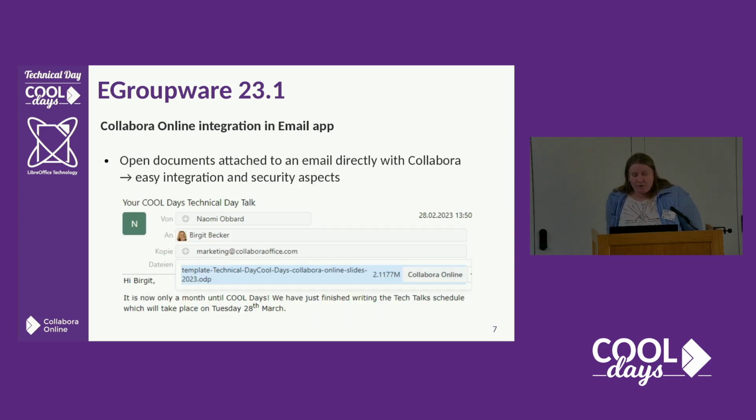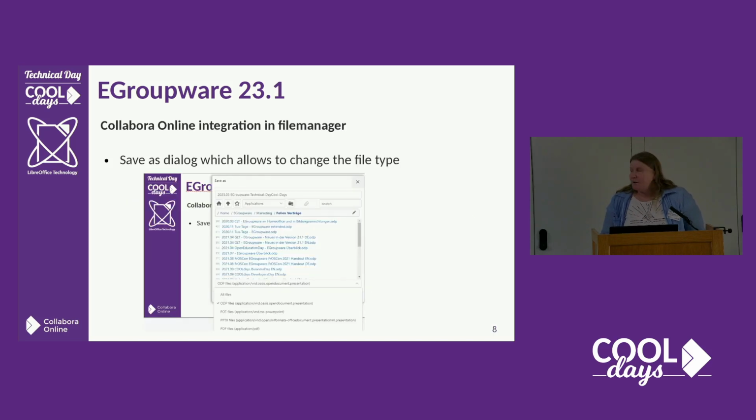And also new, we now can open or store documents directly with Collabora Online. So if you get a mail with an attachment from Office, we store it automatically in a temp folder and open it with Collabora Online, and you can work and save it somewhere else or whatever you like to do. This is already longer in EGroupWare.